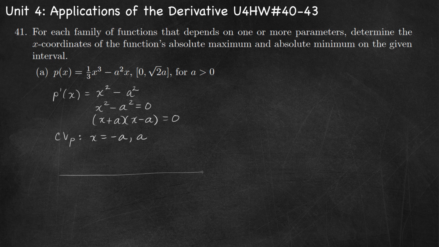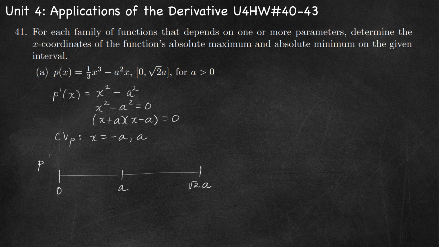So we can make a number line, but our left endpoint is 0. And so we're not going to put negative, and a is positive, so negative a is definitely negative. So we're not going to include the negative a. We can put a, that's a critical value, on our number line, and then our right endpoint is square root of 2 times a, which is larger than a.